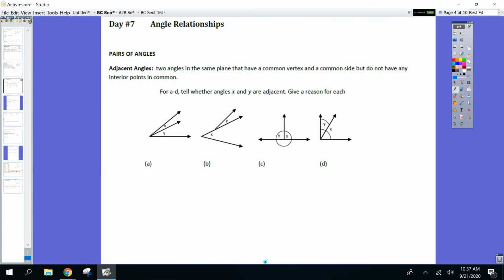All right, more work with angles today. More work with angles. Different types of angles. Pairs of angles together now. So the first one I want to talk about, adjacent angles.